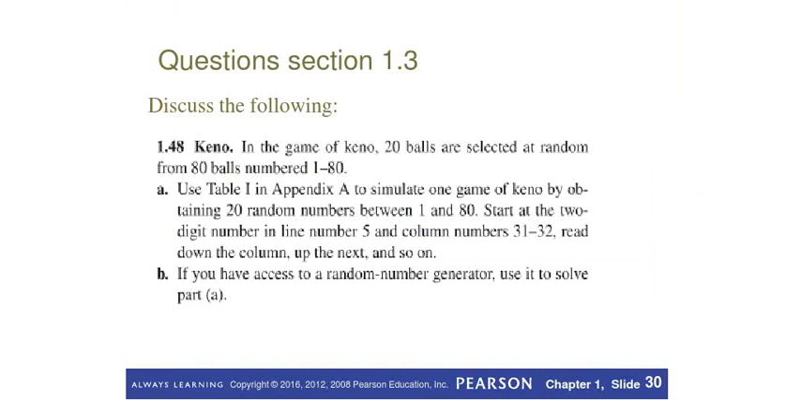Okay, so if you've taken a moment, open up your book to Appendix 1, Table 1 in Appendix A, and simulate the game of Keno by obtaining those 20 random numbers. We'll compare our answers.